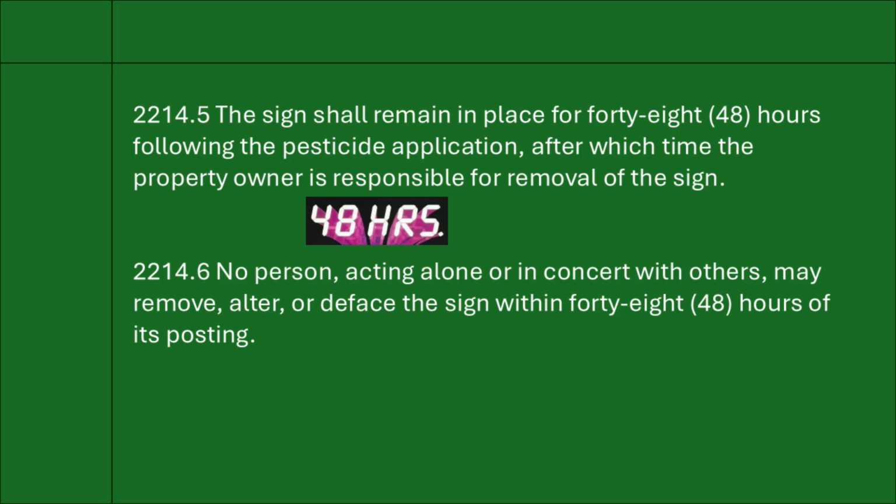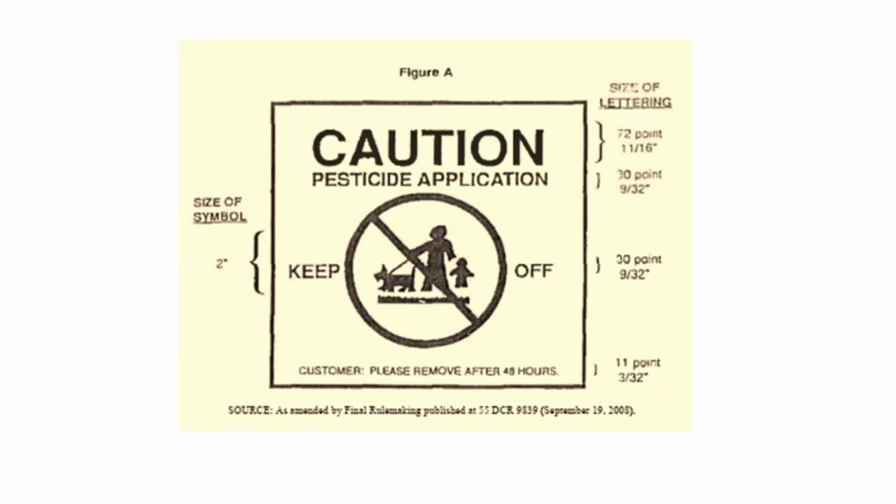2214.5. The sign shall remain in place for 48 hours following the pesticide application, after which time the property owner is responsible for removal of the sign. 2214.6. No person, acting alone or in concert with others, may remove, alter, or deface the sign within 48 hours of its posting. Here's your sign.